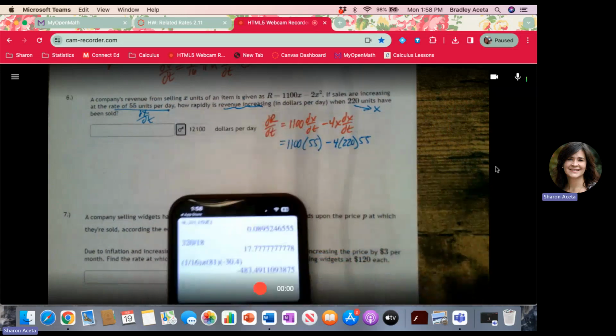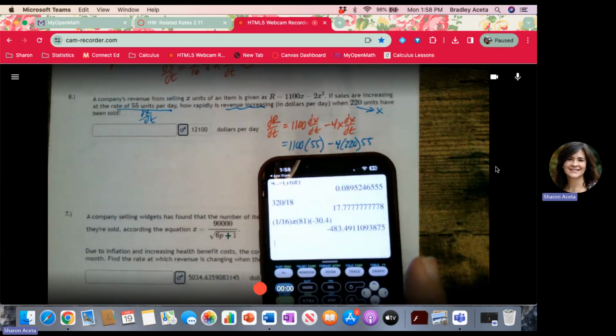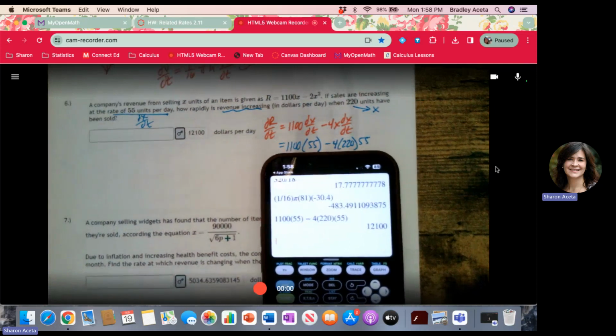And we can check it on our calculator. Hopefully we got 12,100. So 1100 times 55 minus 4 times 220 times 55. 12,100.